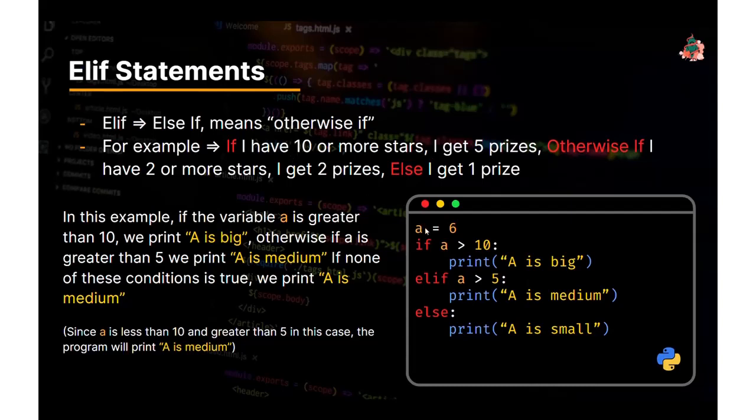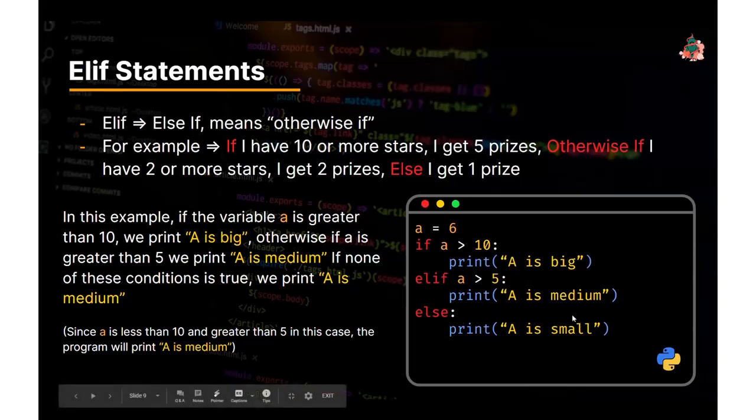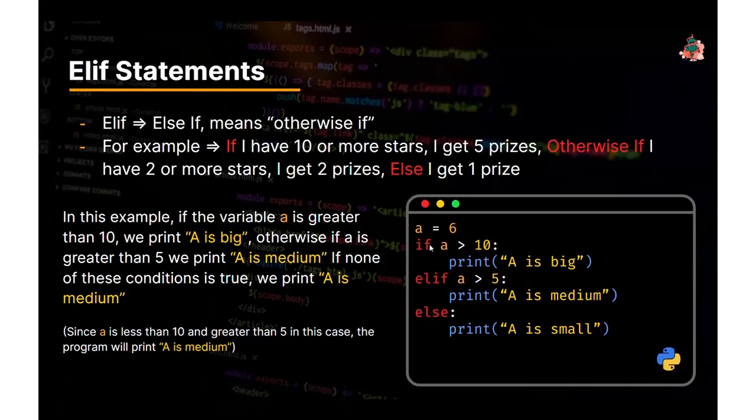We can set a variable a, and then we can say if a is greater than 10, we could print a is big. Else if, so we're saying otherwise, if it's greater than 5, then we could say it's medium. And finally, if it meets none of these criteria, then we could say that a is small. Looking at a is equal to 6, let's go through this code.